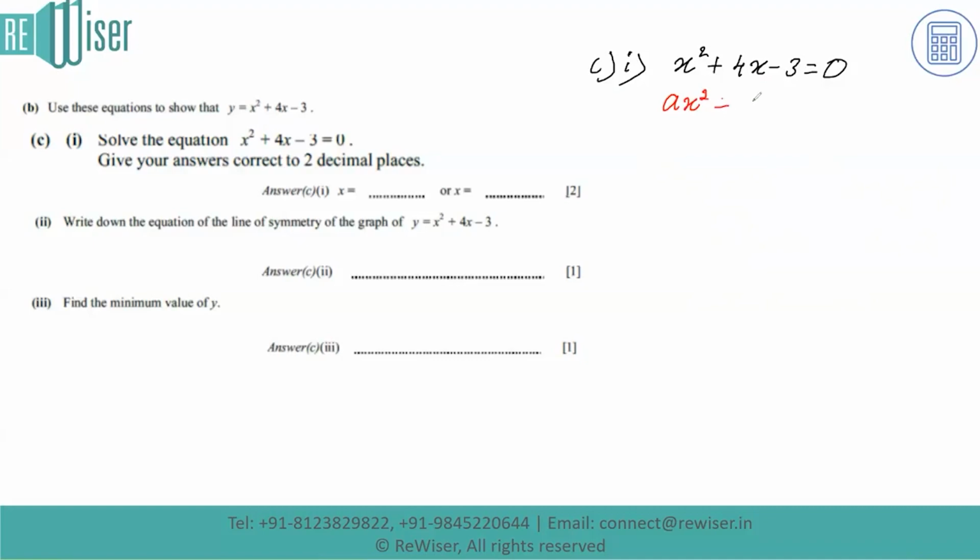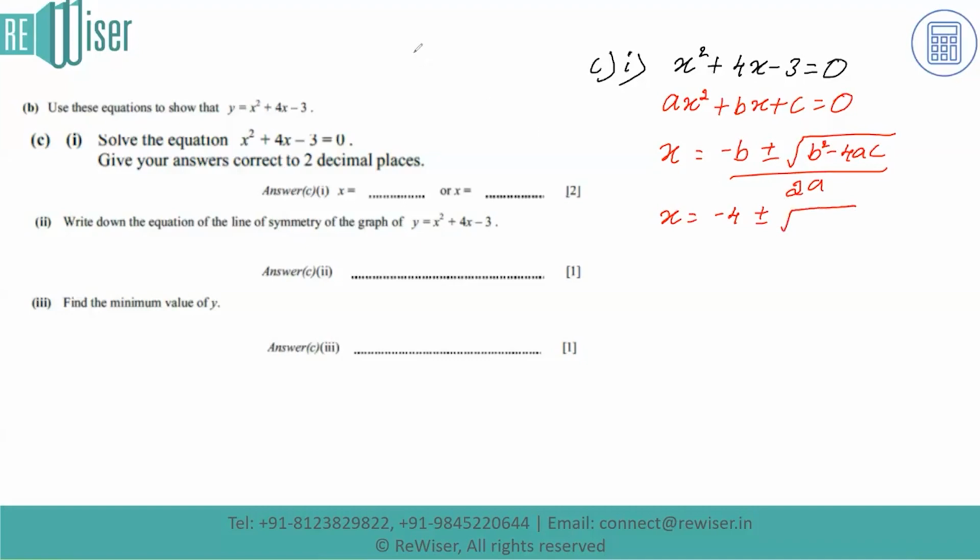So whenever we have something like ax squared plus bx plus c equals 0, the quadratic formula goes like x equals minus b plus or minus square root of b squared minus 4ac, divided by 2a. And if I substitute all this information, I'll get x equals minus 4 plus or minus square root of 4 squared minus 4 into 1 into minus 3, and the entire thing divided by 2 times a, which is 1.